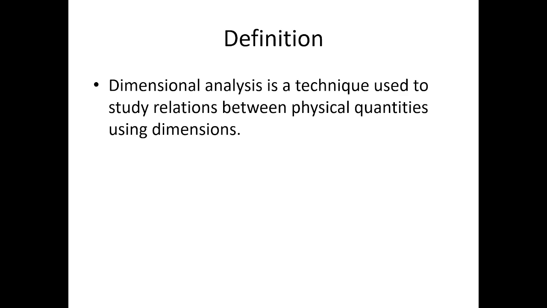So dimension analysis is a technique used to study the relation between physical quantities using dimensions. So let's say physical quantities. We always say this force is proportional to A, or A is proportional to force. So, equating, we insert a constant. Here the constant is the mass of the object.